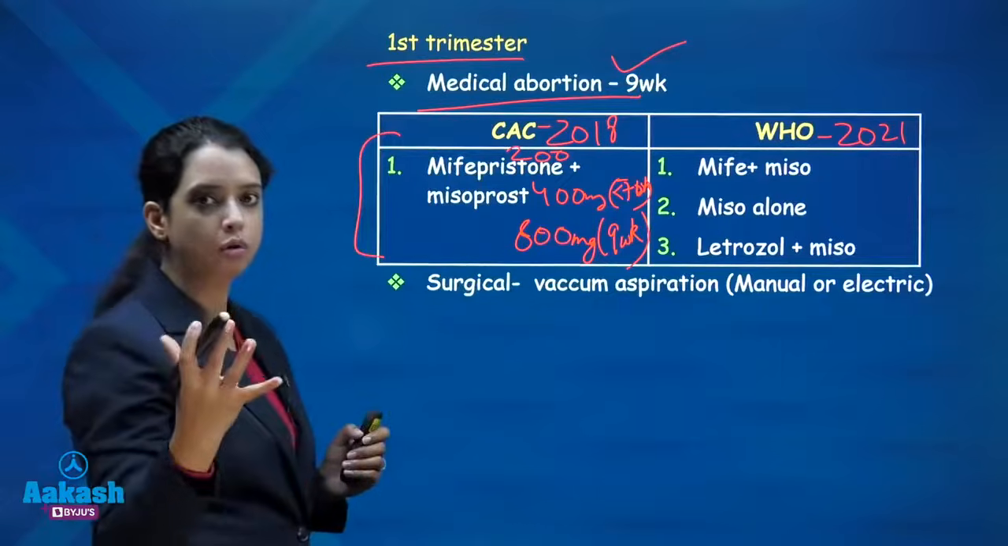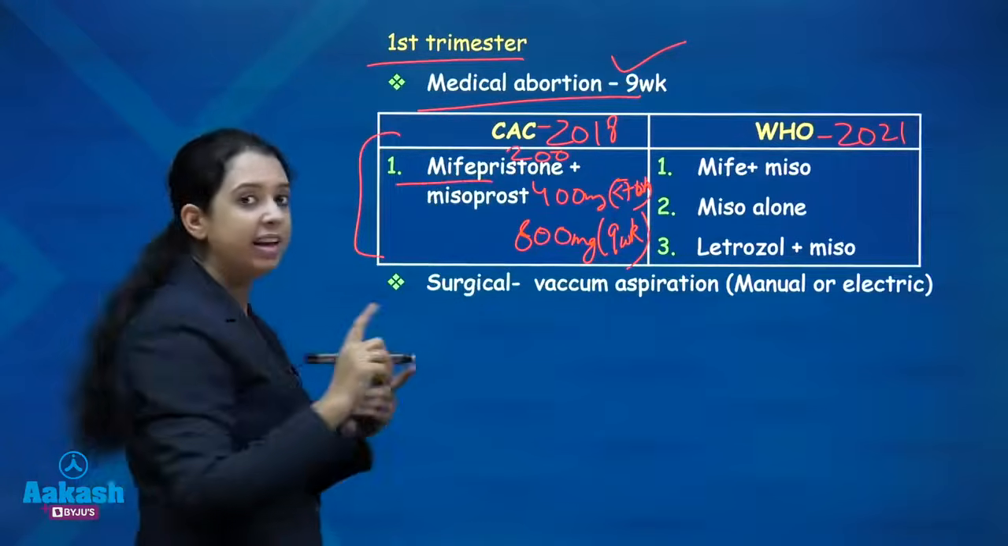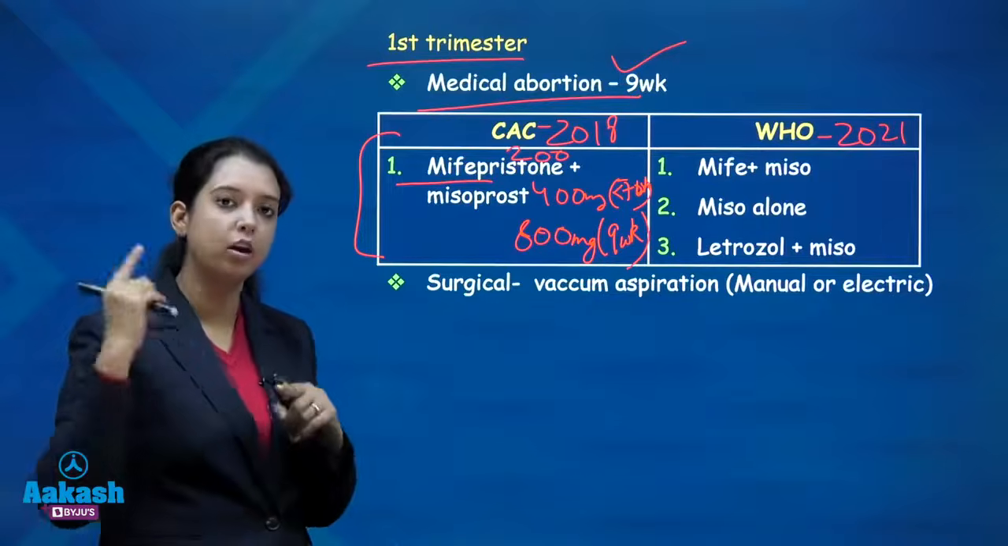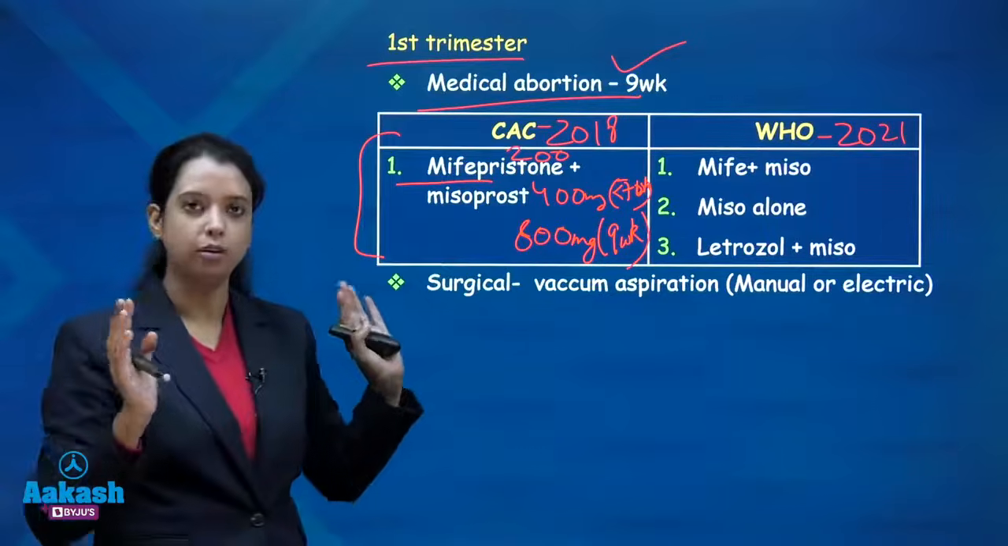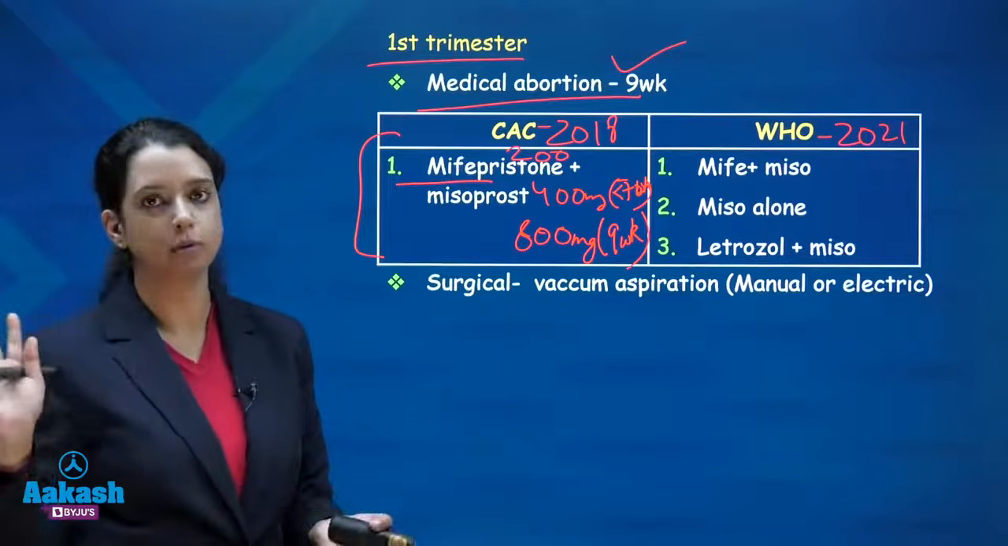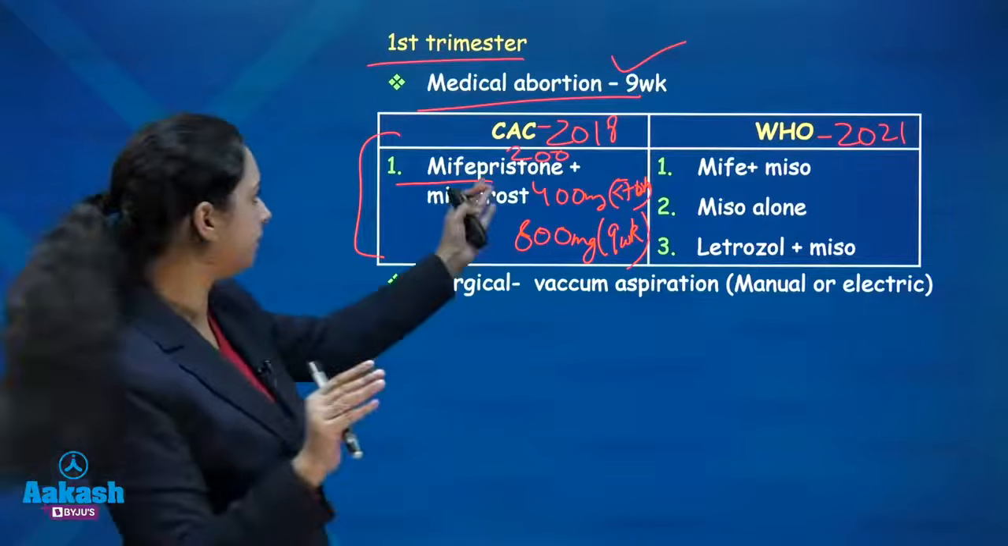Simple. So only these two drugs are used. The protocol is: give mifepristone on day 1, wait for 24 hours, don't do anything on day 2, and on day 3 give misoprostol. The patient will abort. Call her after 15 days for follow-up, and you see that she has aborted. That is the simple protocol of CAC.